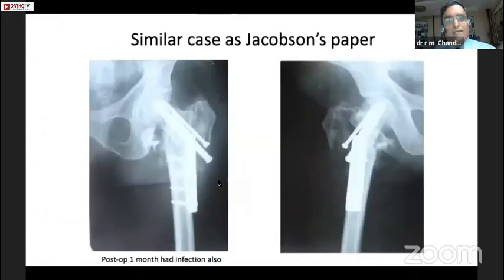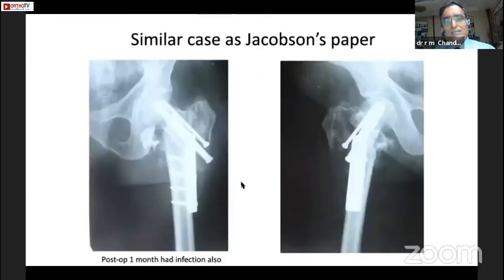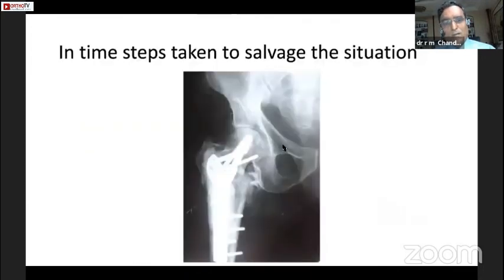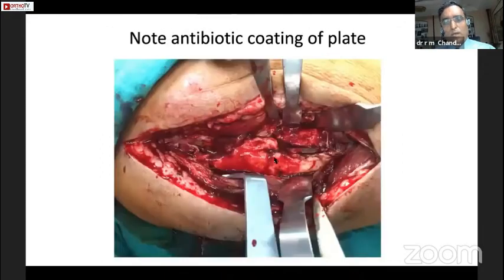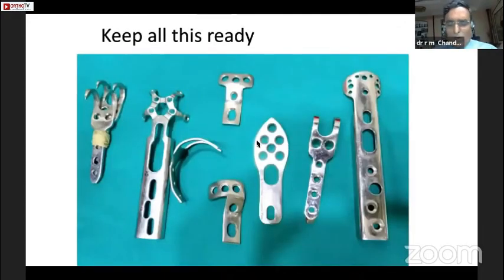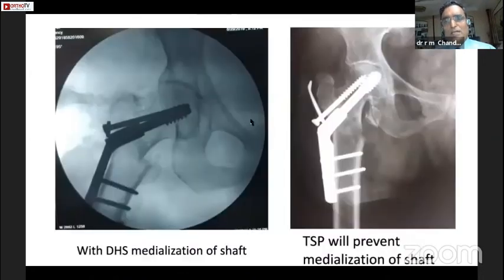Friends, I would totally agree that when we are managing with a DHS, the lateral wall does need augmentation. The augmentation here is not of the lateral wall, it is putting a buttress against the medialization of the shaft. In this patient, a similar case to Jacobson's paper, I used TSP and avoided further medialization. In that patient there was infection also, so I added bone cement. We may need all these TSPs to take care of the lateralization and to help. Some modification in TSP also helps.